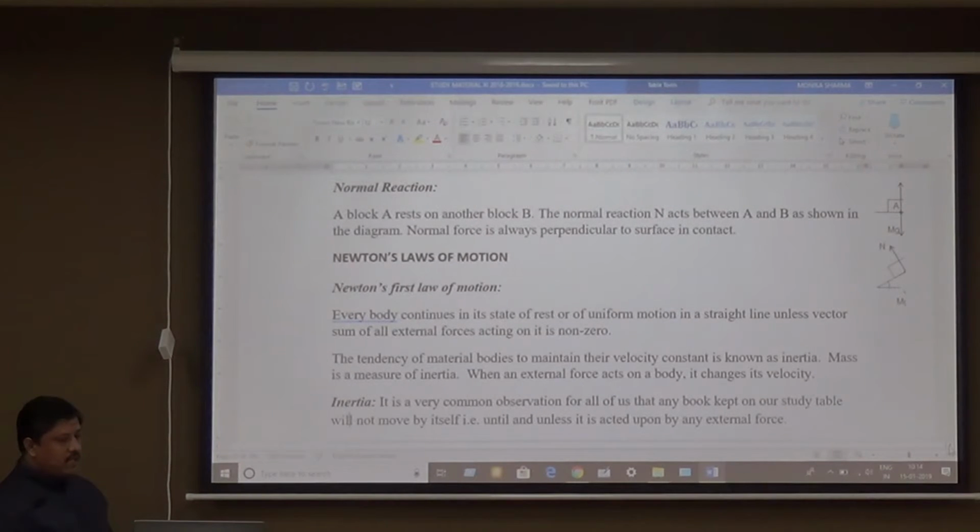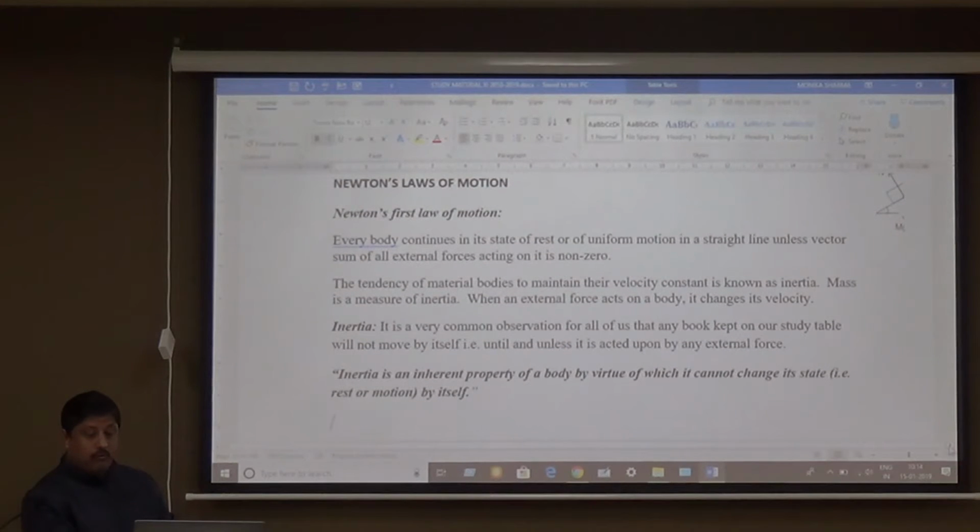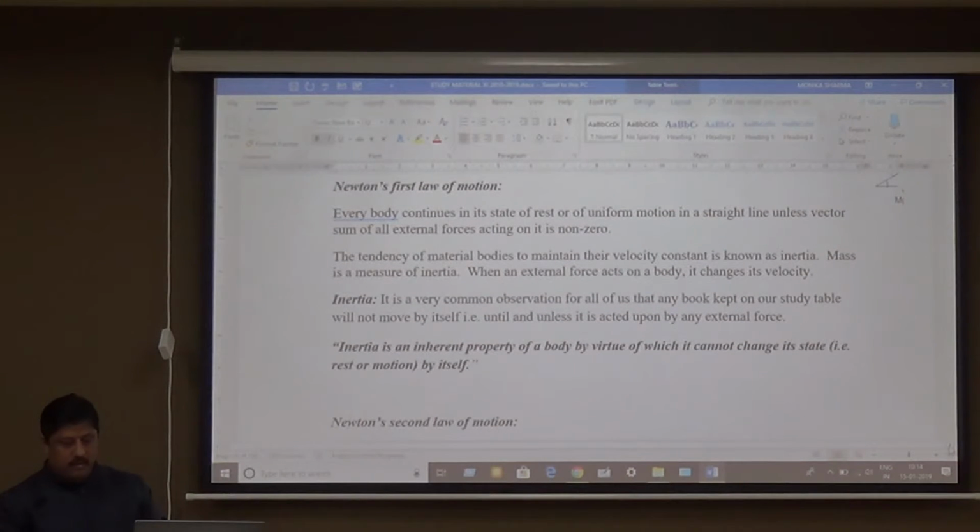If the mass of a body is 10 kg and another is 100 kg, more mass means more inertia. I hope that is clear. According to Newton's first law of motion, every body continues in its state of rest or of uniform motion in a straight line unless the vector sum of all external forces acting on it is non-zero. The tendency of material bodies to maintain their velocity constant is known as inertia. Mass is a measure of inertia, as already discussed.